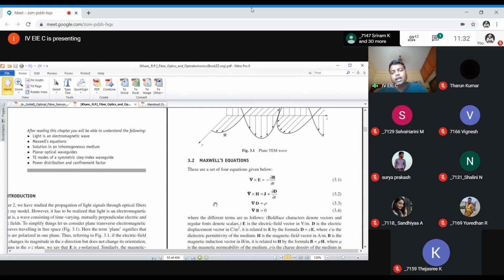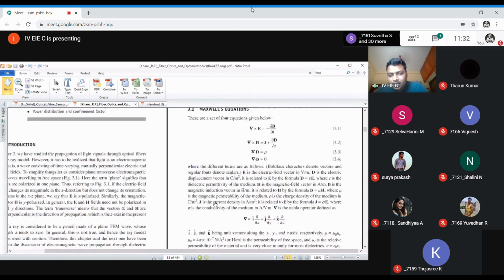Clear? So del cross E is equal to minus dou B by dou T, and again del cross H, the magnetic field vector, is given by J plus dou D by dou T. Okay, so J is nothing but your current density. Clear? So D is nothing but your electric displacement, coulombs per meter square. Okay, this is how you need to understand as an electromagnetic wave when we go for light. Okay, so இதுக்கப்புறம் இன்னும் நிறைய விஷயங்கள் இருக்கு, இப்போதைக்கு இது மட்டும் தெரிஞ்சுக்கோங்க.